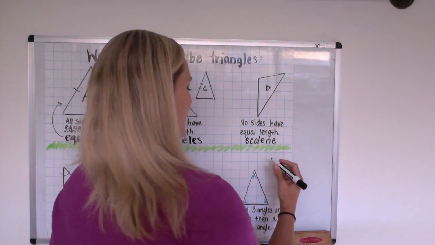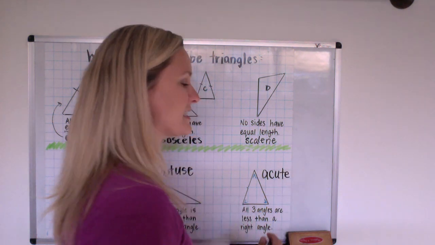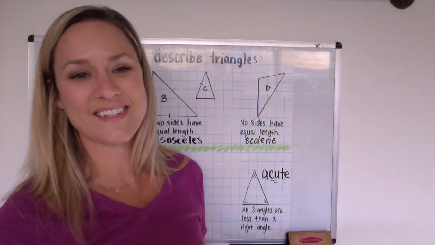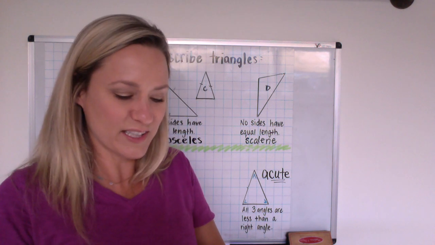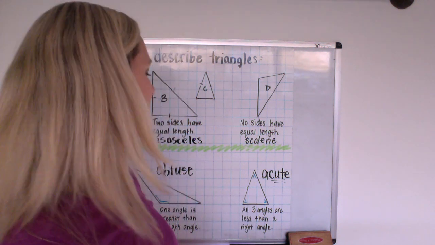acute. And the way when I taught third grade that I remembered how to do this was the little angles were cute. You can just think about like a little cousin or a little brother or sister that's cute. Unless they're throwing a tantrum, then it's not cute anymore.